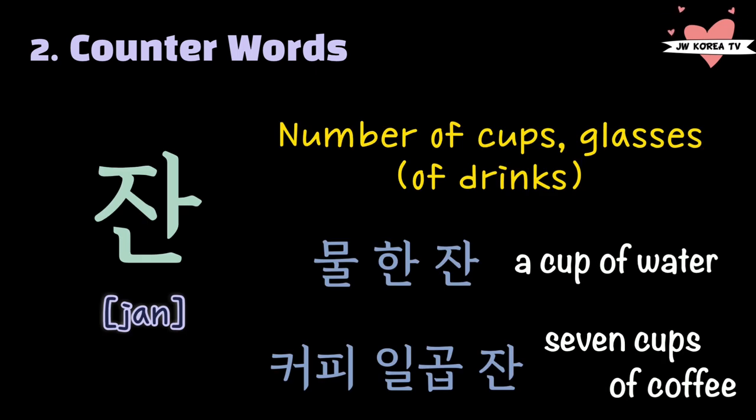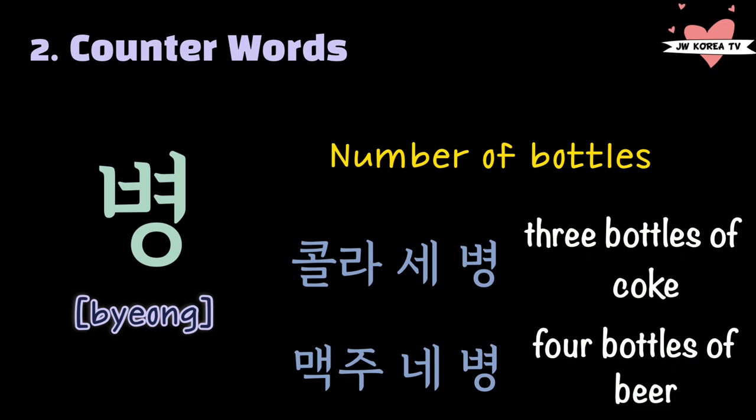잔, number of cups and glasses of drinks. 물 한 잔, a cup of water. 커피 일곱 잔, 7 cups of coffee. 병, number of bottles. 콜라 세 병, 3 bottles of Coke. 맥주 네 병, 4 bottles of beer.